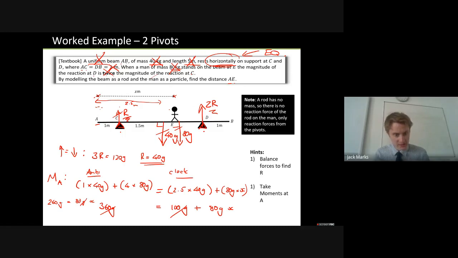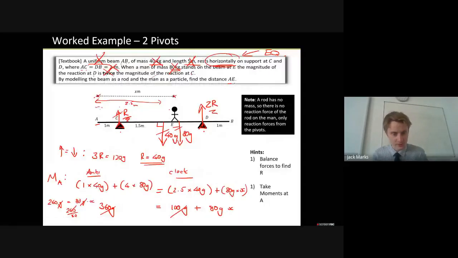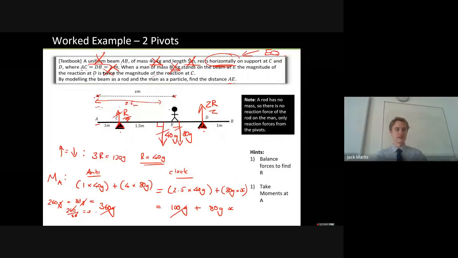Look, the G's cancel. So 260 over 80, or 26 over 8 is our distance. 26 over 8, what's that going to be? It's like 2 point something, okay? Which also works because the beam is 5 meters long. Okay, so we can find out how far away the 80-kilogram man is on this beam.